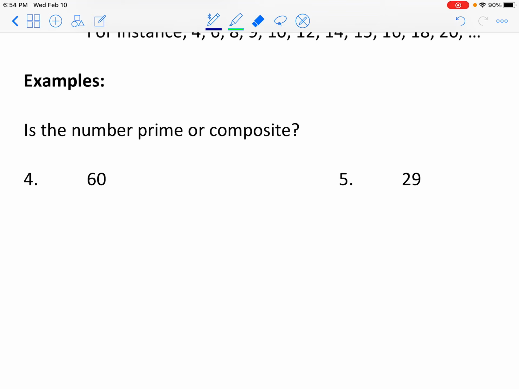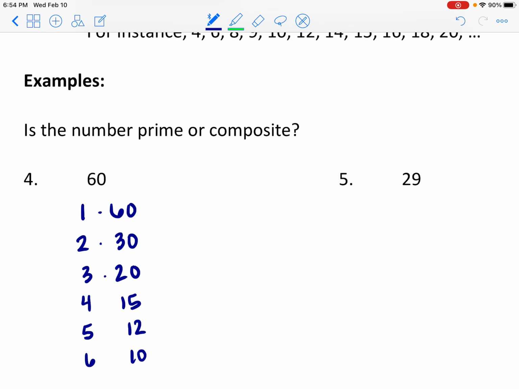60, prime or composite? So prime means only divisible by 1 and itself. So 1 times 60, is that the only pair of factors? Well, no. I know that 2 is going to go in 30 times, or that 3 is going to go in 20 times, or that 4 is going to go in 15 times, or 5 is going to go in 12 times, and that 6 is going to go in 10 times. So there's a whole bunch of factors. So this is definitely composite. Okay, it's got a whole bunch of factors there.